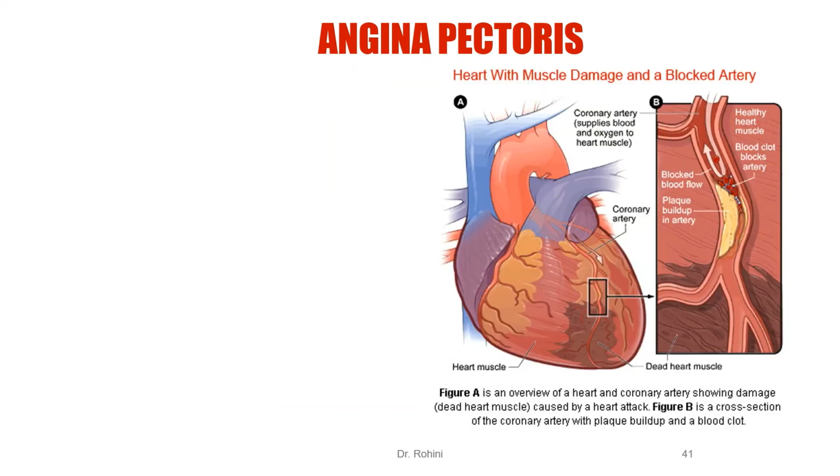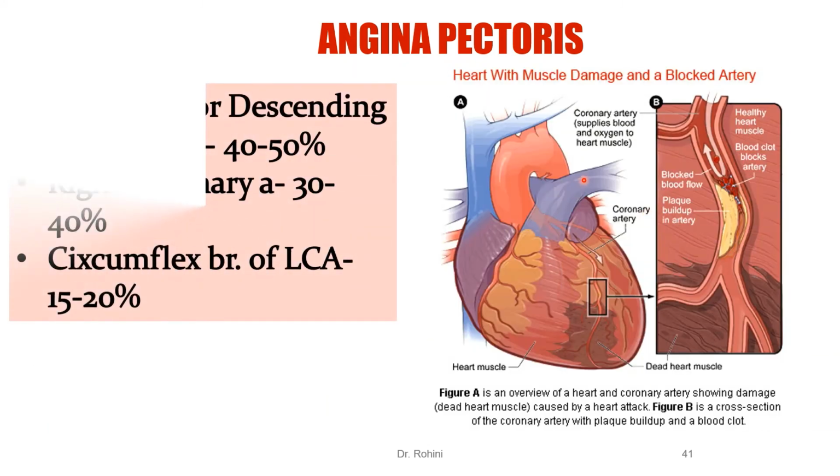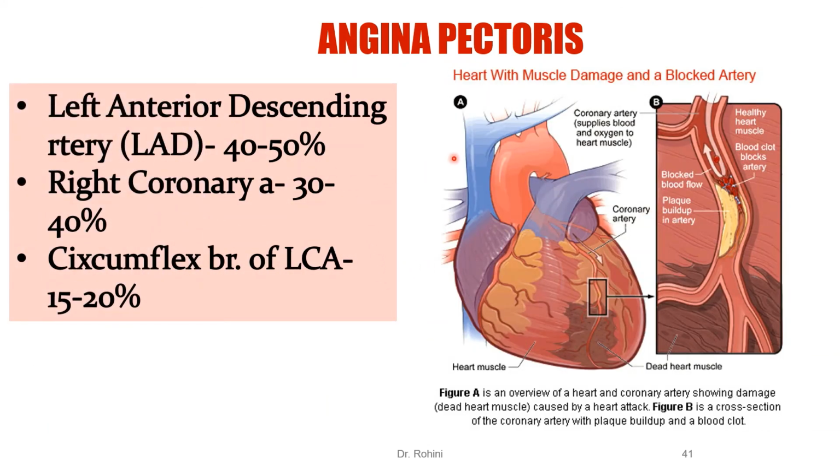Now the most common artery which is involved, or occluded usually by the atheroma, is the left anterior descending artery in 40 to 50% of cases, followed by the right coronary artery and then the circumflex artery.